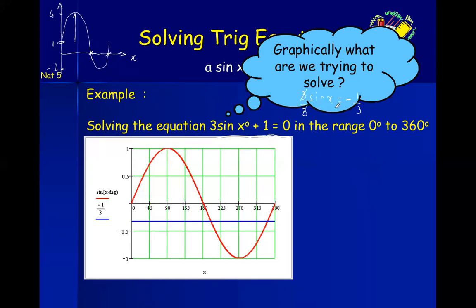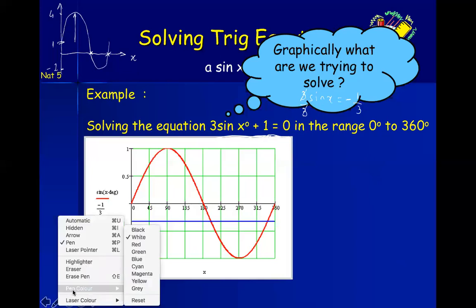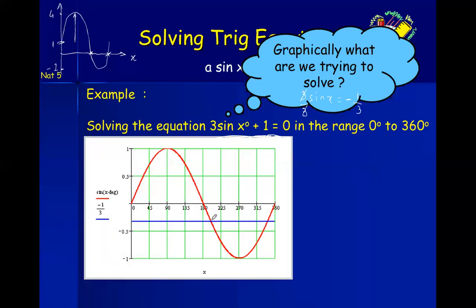Or you can solve it by saying sine x equals negative a third. So we're looking for these 2 points here. We're going to treat it as if we've got something positive, which is here. Once we find our alpha, we're going to do 180 plus alpha and 360 take away alpha.